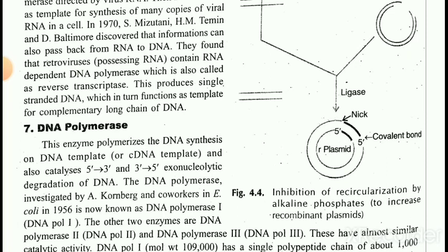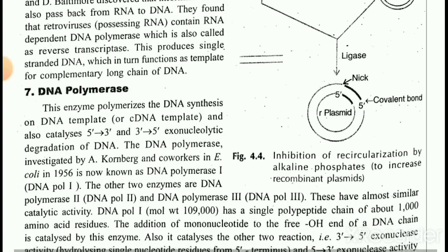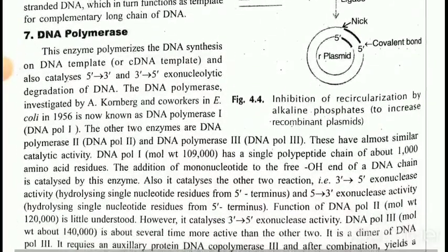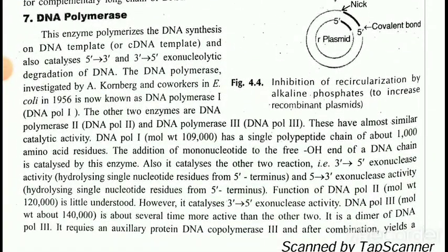7. DNA polymerase. This enzyme polymerizes DNA synthesis on a DNA template or cDNA template and also catalyses exonucleolytic degradation of DNA. The DNA polymerase, investigated by Kornberg and co-workers in E. coli in 1956, is now known as DNA polymerase 1, DNA Pol 1. The other two enzymes are DNA polymerase 2, DNA Pol 2, and DNA polymerase 3, DNA Pol 3.